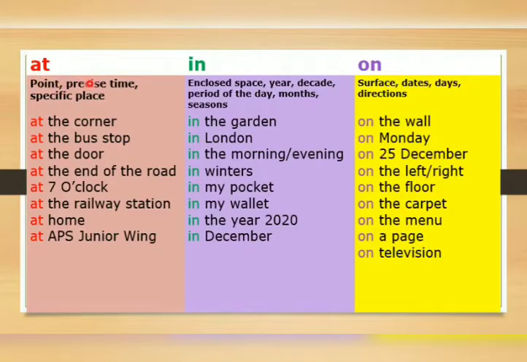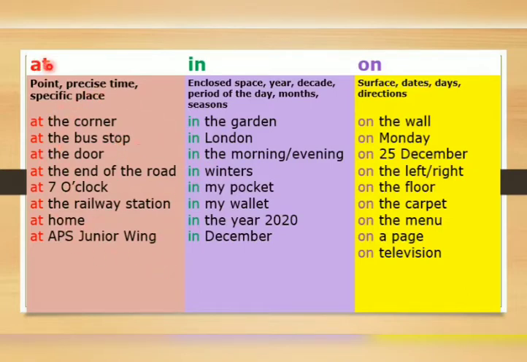Here are a few more examples of at, in, on, where we can use these in our sentences. At is used when we talk about a point, precise time, and specific place, like at the corner, at the bus stop, at the door, at the end of the road, at 7 o'clock, at the railway station, at home, at APS Junior Wing.